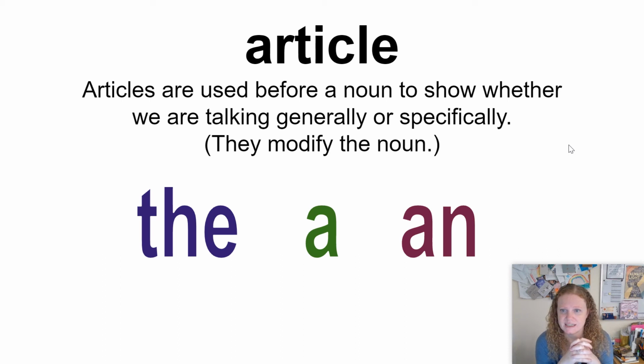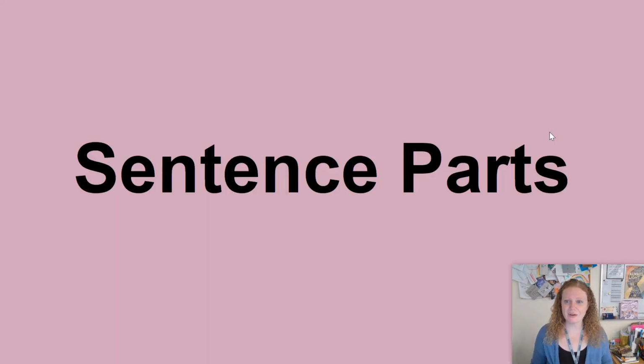start with a vowel so that it's easier to say. You don't say a elephant because that just doesn't flow. So you say an elephant. Or are we talking about the elephant, that specific one? So that's what the articles do. They modify the noun. And those are all the word types.